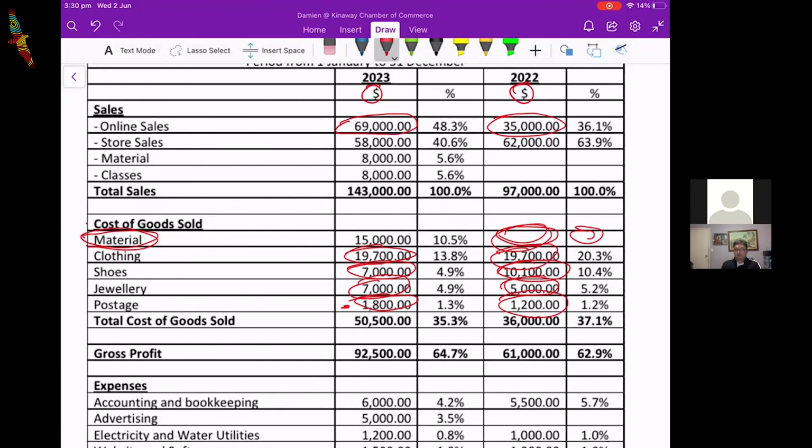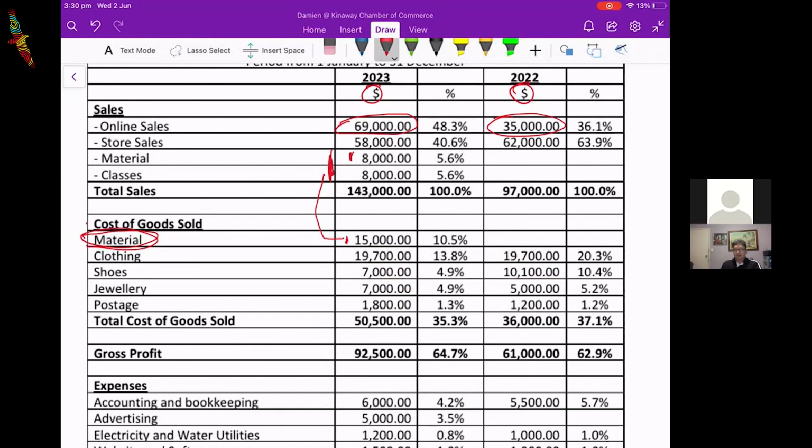Also notice that for material, we've got $15,000 worth of material. Okay, let's have a look at this material. If we've got $15,000 worth of material, where is that being sold? We know that the material came in at the same time as the sales of material for the DIY kits and the classes came in. But we need to look at that in the context that material sales are $8,000 for the DIY kits, but we have material expense or costs of $15,000.